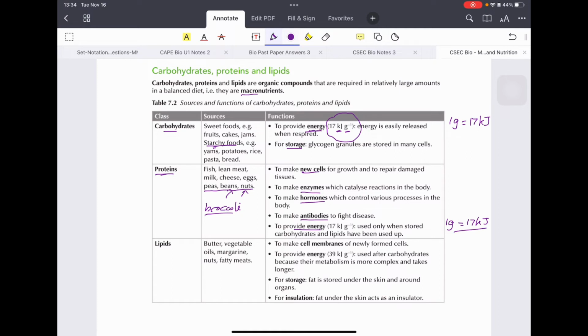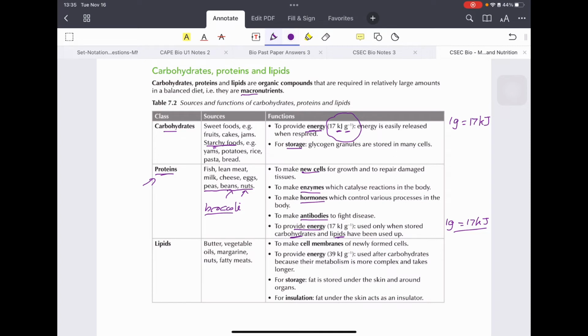However, they are only used when the carbohydrate energy and the lipid energy have been used up. So these are the last source of energy when we are starving and when we can't find food. Like if you get locked up and you can't eat for a whole week and your carbohydrates and lipids get used up, only then does your body turn to your proteins for energy.